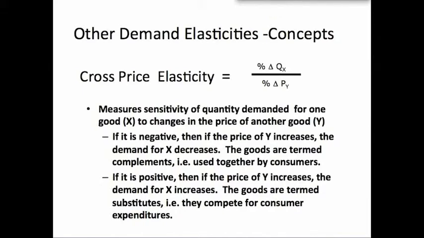Here we're interested in seeing what is the sensitivity in the quantity demanded of one good to changes in price of a related good. We know that demand depends upon many things, and it may very well be that when the price of one good changes, it causes changes in the quantity of another good. Here, with the cross-price elasticity of demand, we consider the percentage change in the quantity of one good X and the percentage change in the price of another related good, good Y. We're really concerned with whether it is positive or negative.